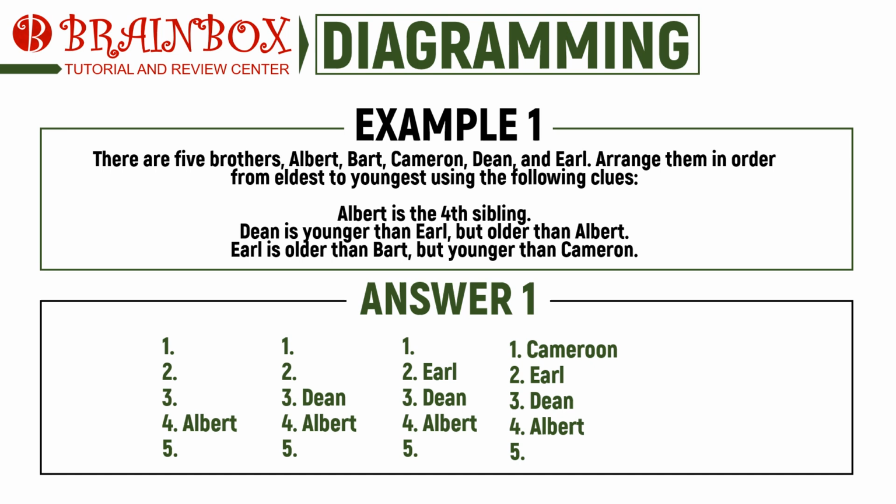Now, since Bart is younger than Earl, and therefore below him, there are several slots where he can be inserted in our diagram. However, doing so anywhere above Albert would move Albert to the bottom, which would not be in line with the first clue, that Albert is 4th. Seeing as Albert is currently the 4th, that would mean Bart can only be placed below him at 5th, so that Albert's position as 4th remains.